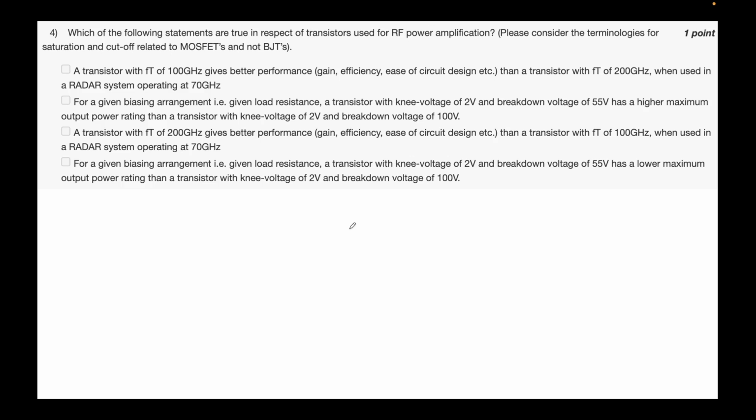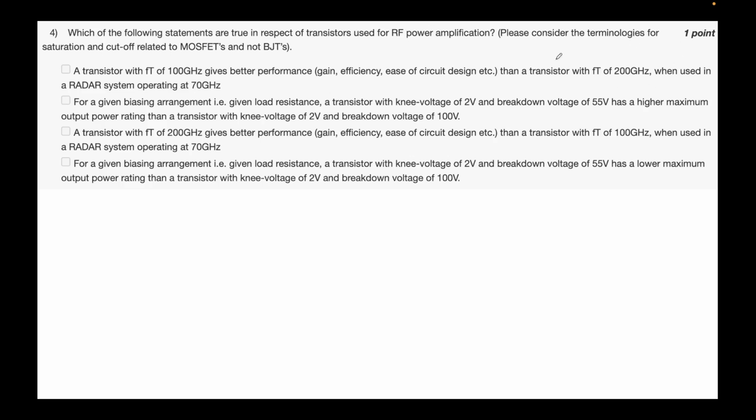Right. So the first option is a transistor with FT, apparently, that gives better performance. This is a performance metric that we have talked about, along with gain and efficiency. Now the application is a radar system we want to operate at 70 gigahertz. Which transistor will you choose, one which has an FT of 100 gigahertz or an FT of 200 gigahertz?